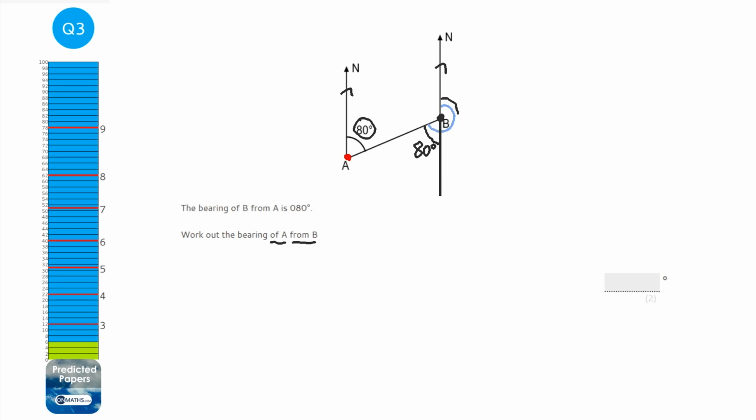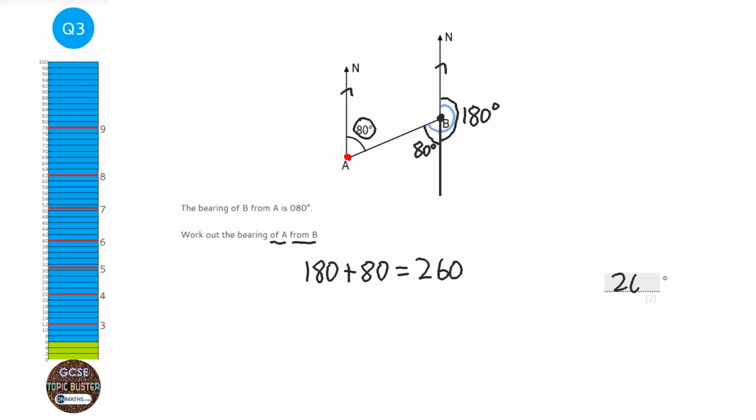We know this one is a straight line, so we know this is going to be 180 degrees. So all we need to do to work out the bearing is do 180 plus 80. And when you add them together, you get 260. So the bearing is going to be 260.